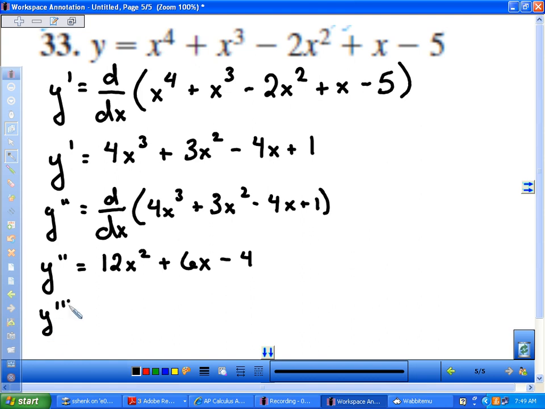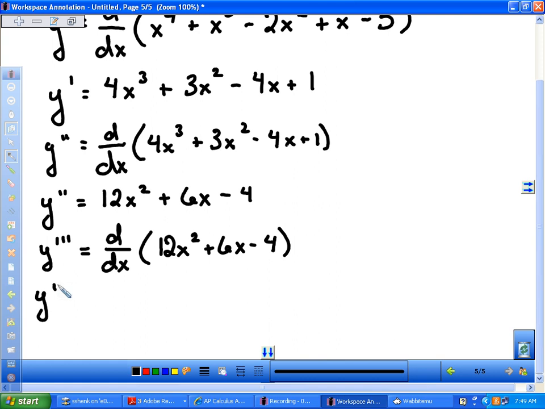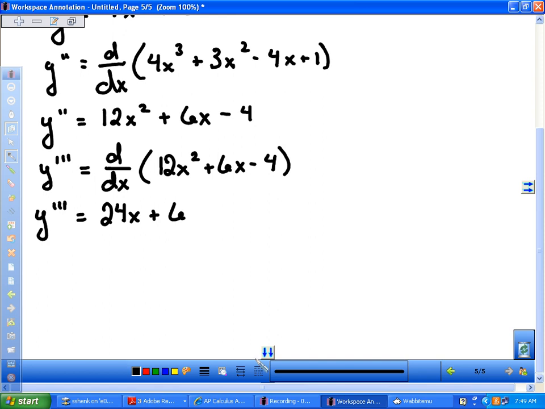Okay. Y triple prime, our third derivative, is going to be the derivative of our second derivative, 12x squared plus 6x minus 4. So our third derivative, y triple prime, what's the derivative of 12x squared? 24x. Plus, what's the derivative of 6x? 6. Derivative of 4 is going to be 0, since 4x to the 1 gives 1 times 4 is 4, but then 1 minus 1 would be x to the 0. So down here, what's the derivative of this? 0 as well.